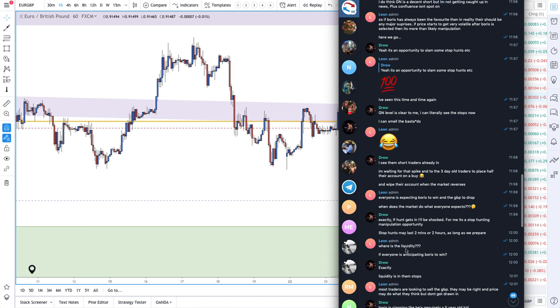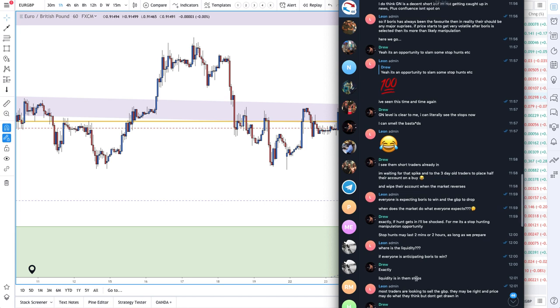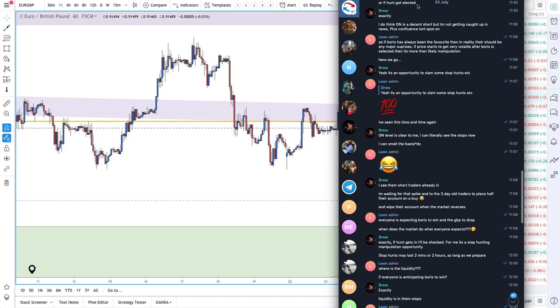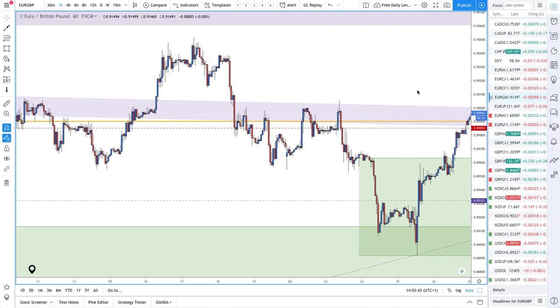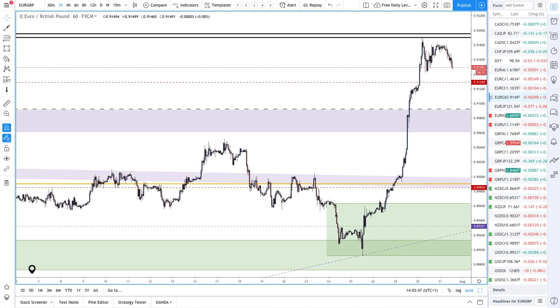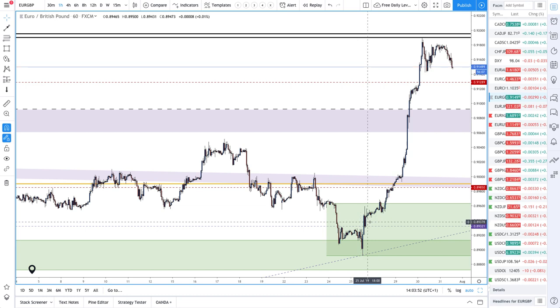And I said, where's the liquidity? If everyone is anticipating Boris to win, liquidity is in them stops. Yeah. So this isn't hindsight. This isn't something I'm just talking about as far as hindsight bias. This was on the day. This is how we plan. This is how we trade the news.